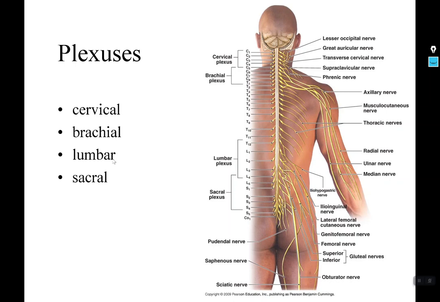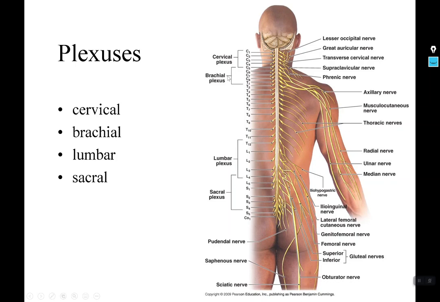So you can see that the cervical plexus goes from C1 to C5. The brachial plexus overlaps, going from C5 to T1. And if you're wondering, why does it overlap? Well, the ventral ramus at C5 branches again to provide both an upper branch that goes to the neck area and a lower branch that supplies the brachial plexus.